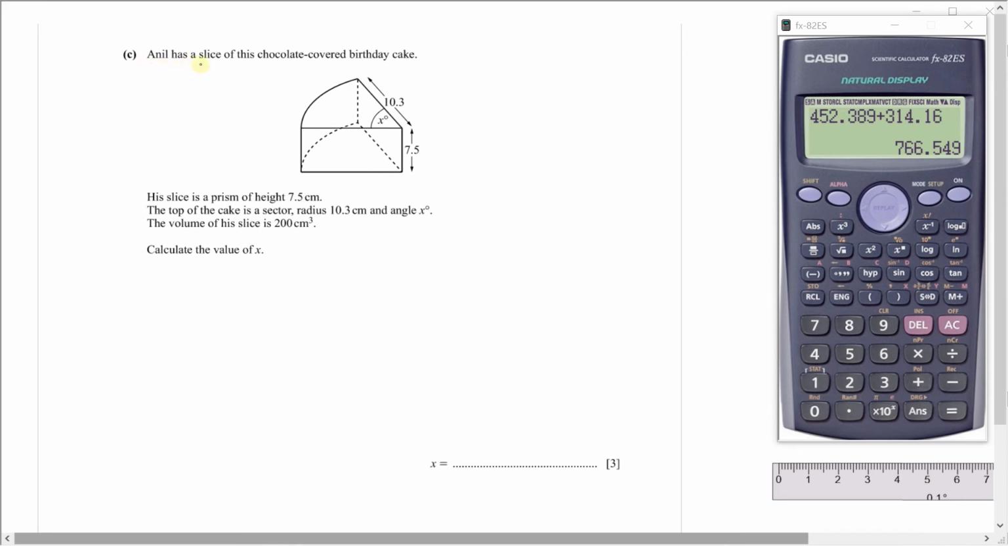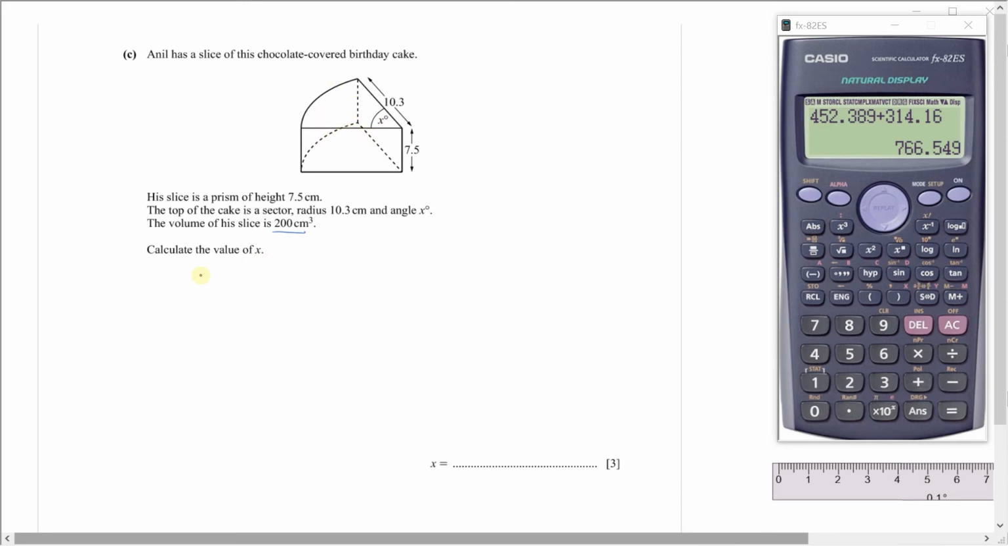The next part is: Anil has a slice of this chocolate covered birthday cake. His slice is a prism of height 7.5. The top of the cake is a sector with radius 10.3 and angle x degrees. The volume of this slice is 200 centimeter cube. Calculate the value of x. So we can calculate the volume for this slice. The cross section of this prism is a sector. So if I can calculate the area of this sector and multiply it with the height, I will get the volume of this slice of the birthday cake.